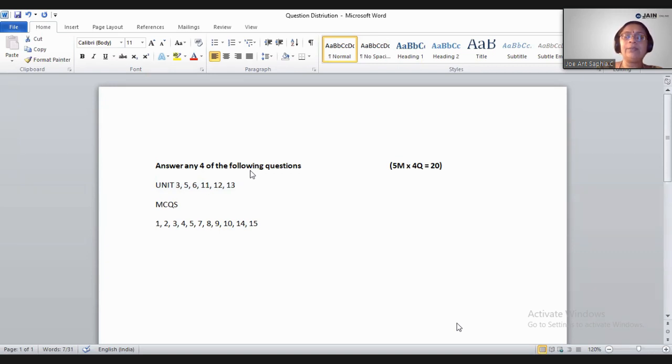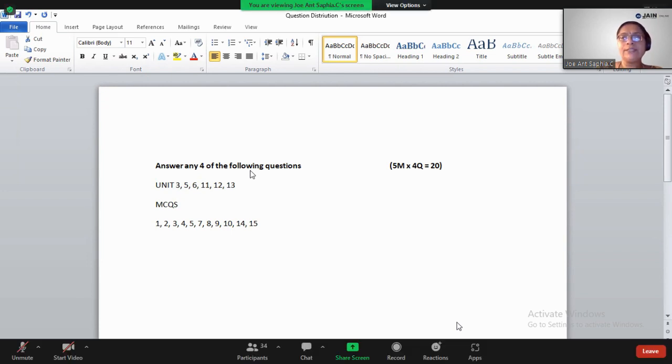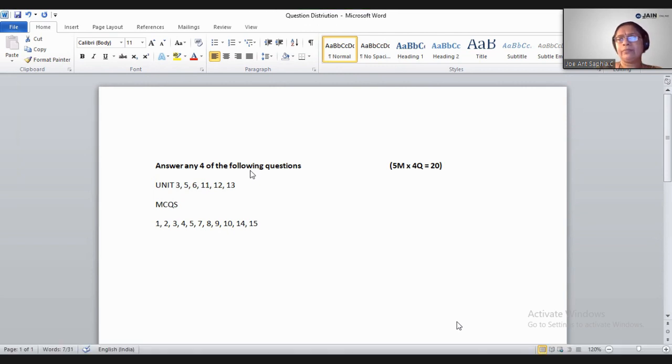If a question is there on enumerated data type, give a definition, give the syntax, and then write a simple program. That's enough for a 5-mark question.